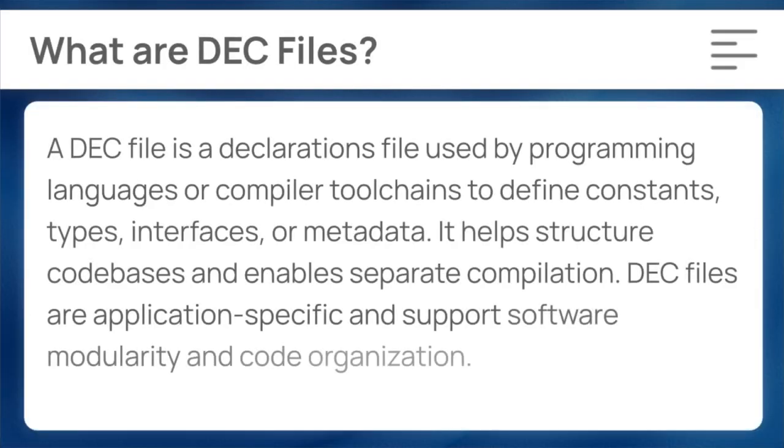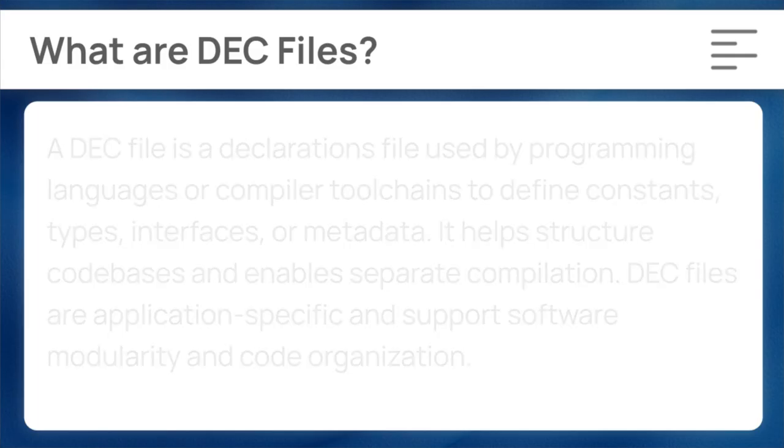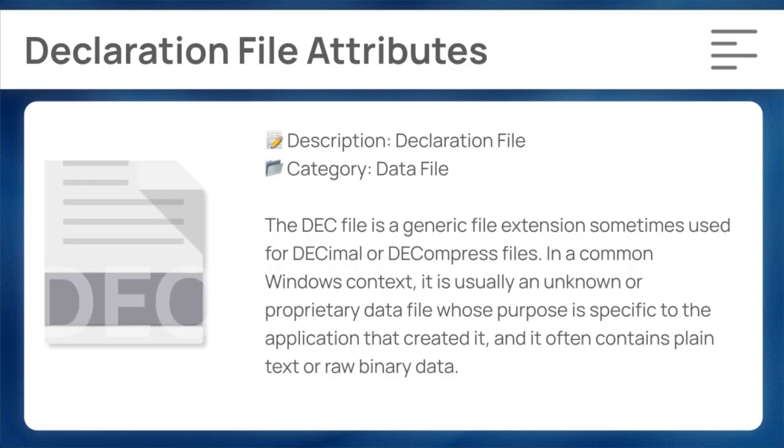The DEC signature identifies it as a specialized type of data file. The fundamental schema is derived from the declaration file structure. The DEC file is a generic file extension sometimes used for DECml or DECompress files. In a common Windows context, it is usually an unknown or proprietary data file whose purpose is specific to the application that created it, and it often contains plain text or raw binary data.